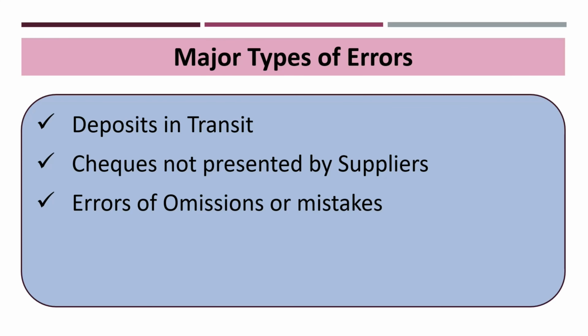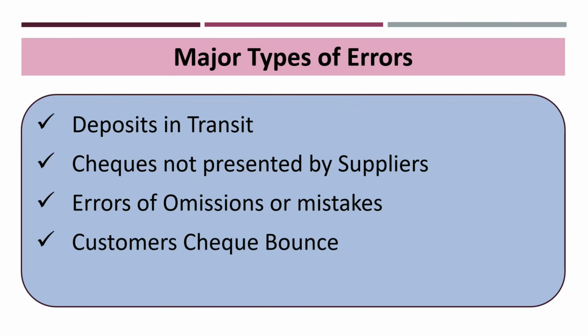Errors of omissions or mistakes. Errors of omission means something we forgot to record, or mistakes in a transaction, a payment or receipt. A payment we received as $525, but we have recorded by mistake $505, so $20 less we recorded, so this is a mistake. Like this, errors of omission and mistakes, during our reconciliation we can find these issues also.